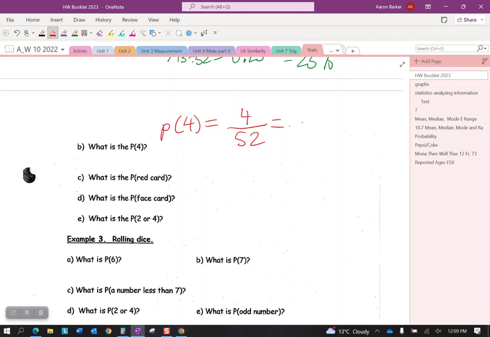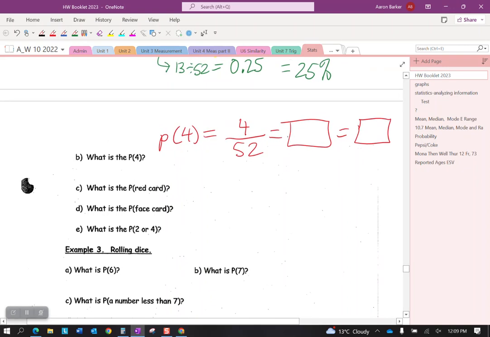So what is that as a decimal? Use your calculator. What is that as a percent? Use your calculator. Let's go, do your math. Don't just let me do it. Do your math. 4 divided by 52. Do your math.